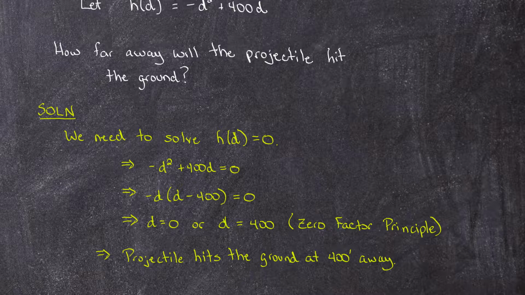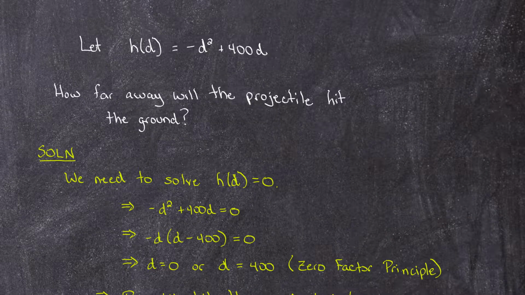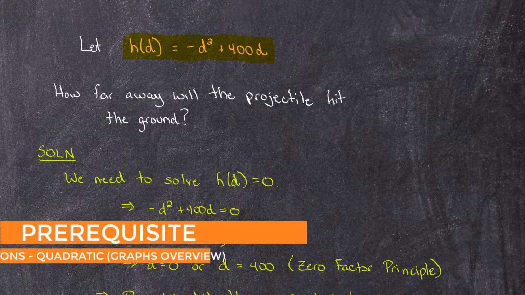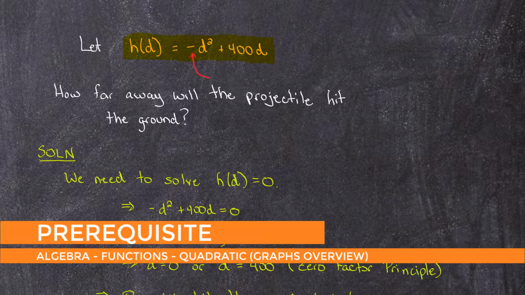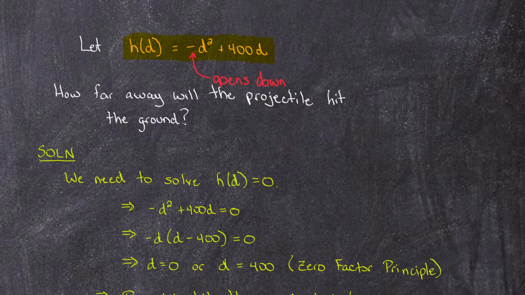But let's engage a few more prerequisite skills to analyze the issue here by graphing. First, we know that the original function for the path of travel is a quadratic, so the path of its solution set is a parabola. Second, since the lead coefficient is negative, our parabola should open downward, so it should have this basic look.